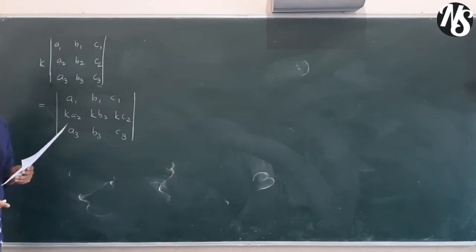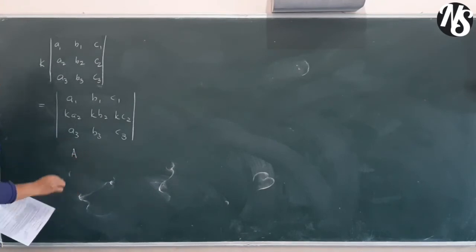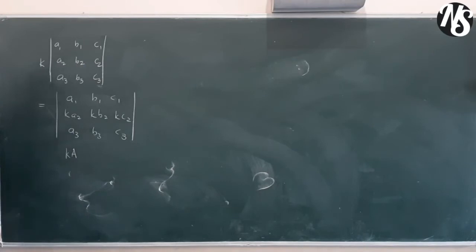Next, there's a matrix A, and after multiplying the matrix with a constant k, there's a matrix C. There's a difference between this and this. I'm multiplying a matrix by k here, and I'm multiplying a determinant by k here. So there is a difference.